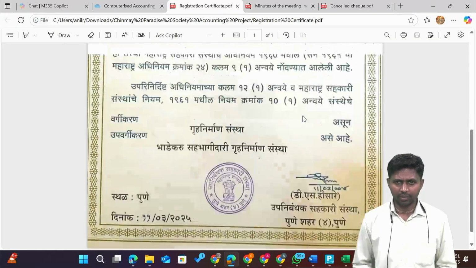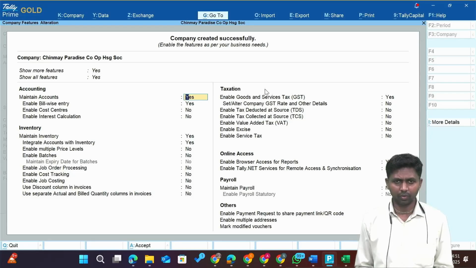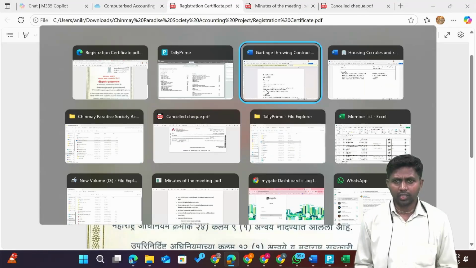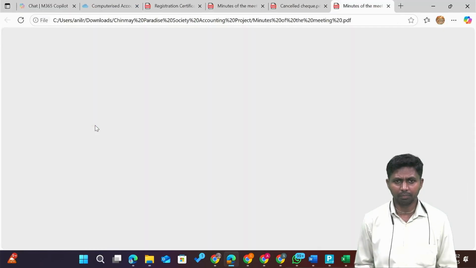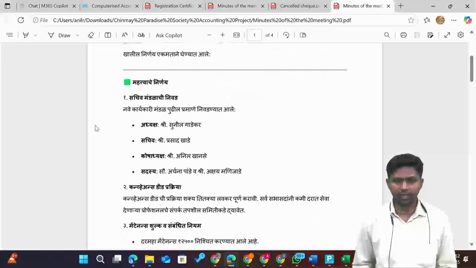Then after this, one by one, we'll say, do you want to maintain accounts? Yes, we want. Bill-wise, yes. We don't want any cost centers, no interest calculation, because we don't know right now. But for interest calculation, generally a society charges interest or a penalty for late payment of maintenance. Where will you get that? You will get that in the minutes. Now read the minutes. In the minutes, you will find the provisions related to maintenance.